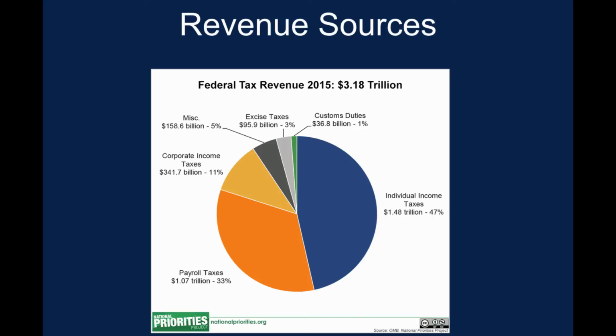From this chart, you can see that the majority of the federal government's budget revenue comes from personal income taxes, payroll taxes, and corporate taxes, which accounts for more than 90% of the $3 trillion in our federal budget. Yes, $3 trillion.